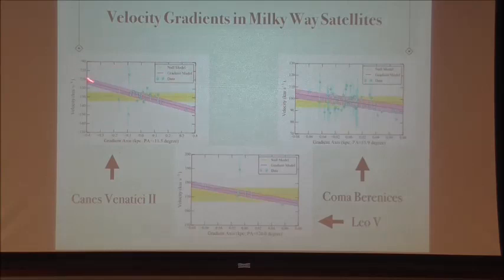CV2 was our most significant detection. It's entirely dependent on this outermost star here. If you take away that star, the velocity gradient goes away. Coma Berenices is a better case where if you look along the gradient, you can say, up here there's more stars at larger velocity, and over here there's less stars at smaller velocity.